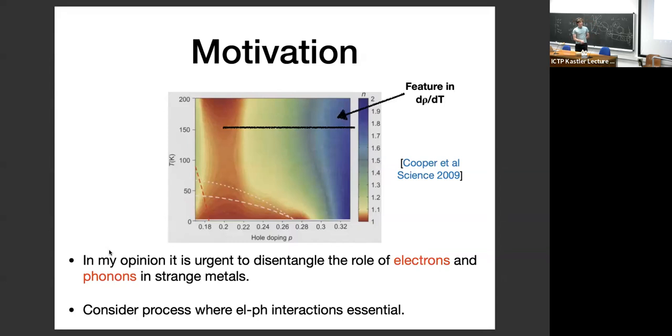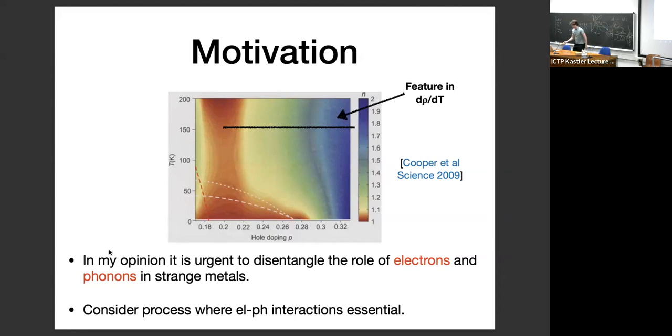So to do that, I thought it might be nice not to consider the resistivity, but a different process where electron-phonon interactions are really essential. Resistivity is complicated. There are electrons, spins, phonons, collective modes. I want to consider now a different process, which absolutely crucially depends on electron-phonon interactions. I'm going to think about that process, which I'll tell you what it is in a second, and ask how to apply that to systems that are incoherent.